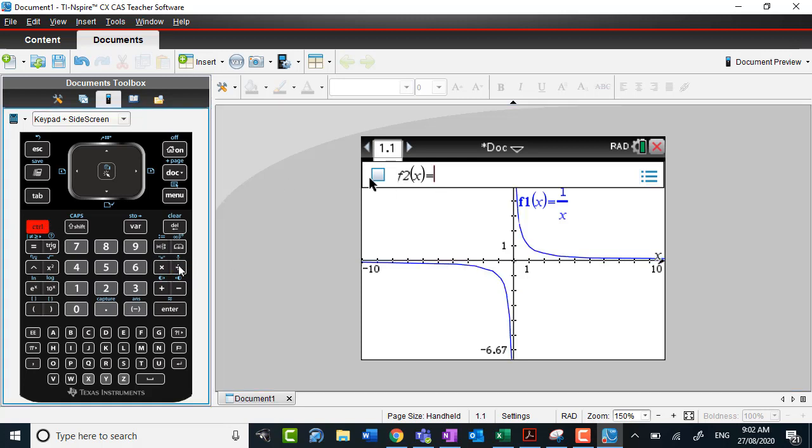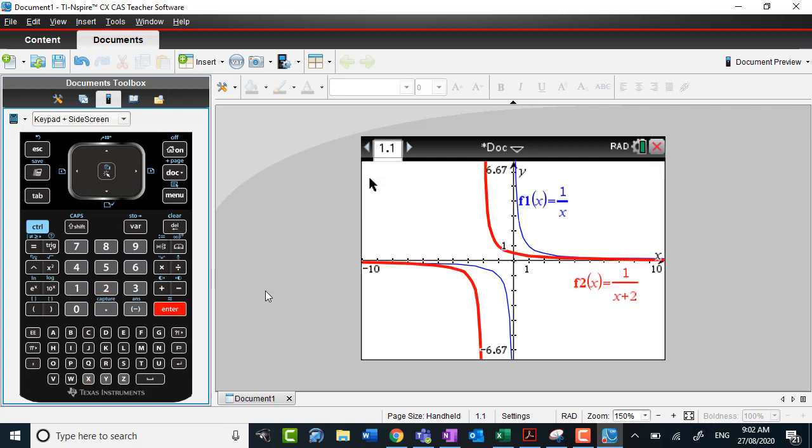So let's put in our fraction, and let's go 1 over x plus 2. What do we notice? Well, let's look at this key point here. That's actually moved to the left, and it's moved across. It looks to me that point there, 1, negative 1, has moved to negative 3, negative 1. So it's actually moved to the left too. Everything has moved to the left too. Notice here this asymptote that's here has now moved to the left too. Okay, we've still got an asymptote here because if I move that to the left, it's never going to reach the y equals 0. It's never going to reach that point.